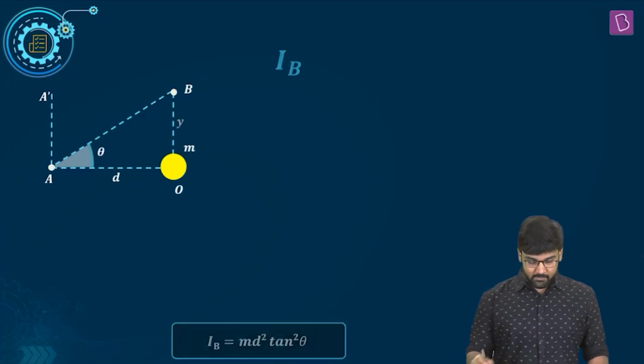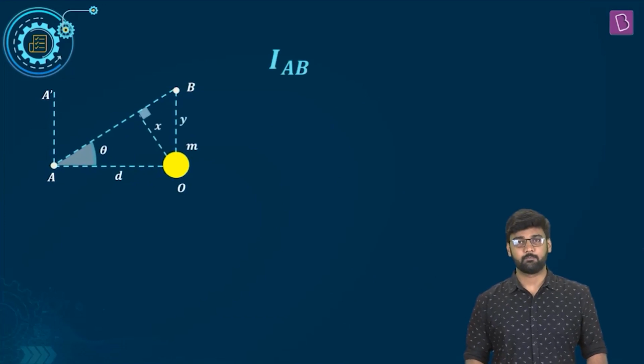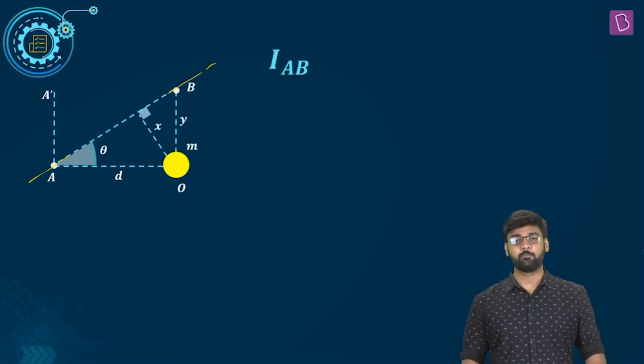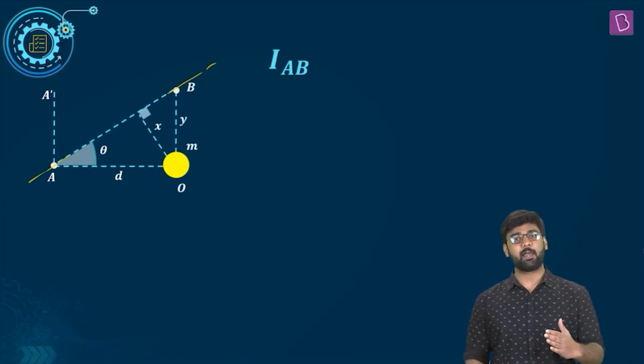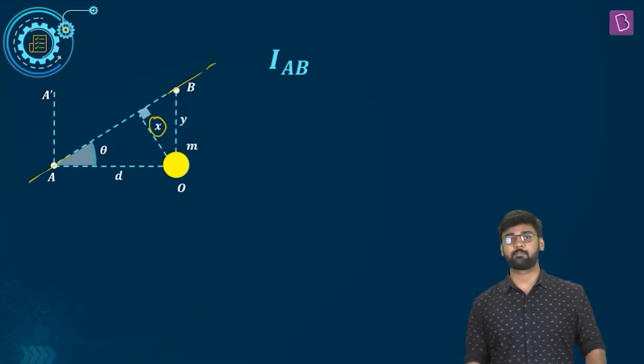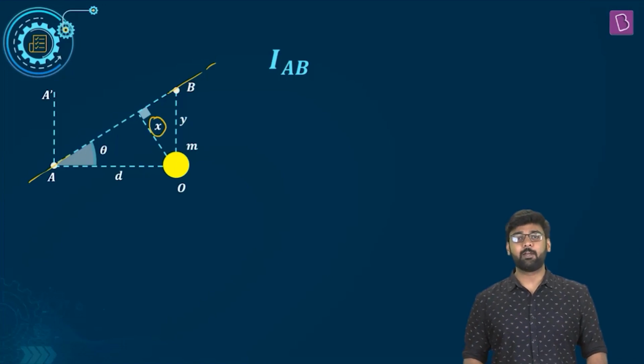Now the third axis is AB. AB is this line which is passing through A and B. And you can see in the figure the perpendicular distance of the mass from this axis is the distance x. Now again we need to find the answer in terms of d.